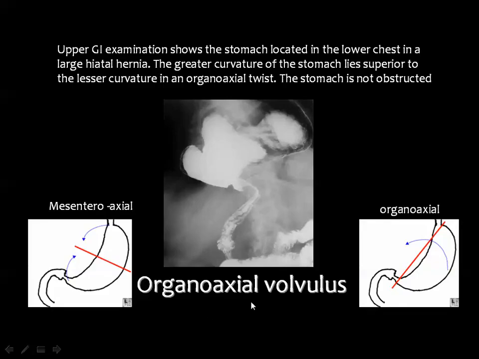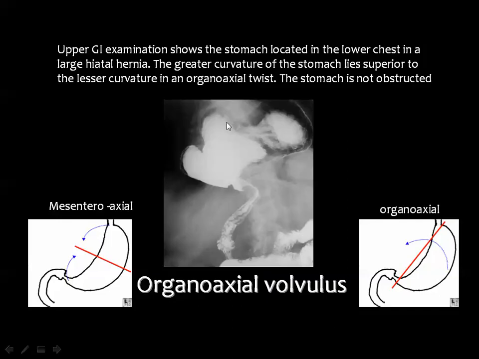The volvulus of the stomach, meaning that the stomach is not in its anatomic location. We have two types, the organoaxial volvulus and the mesenteroaxial volvulus. This type is relatively uncommon, and this is common especially in patients with large hiatus hernia, allowing large part of the stomach to herniate and rotate in the hernia itself.